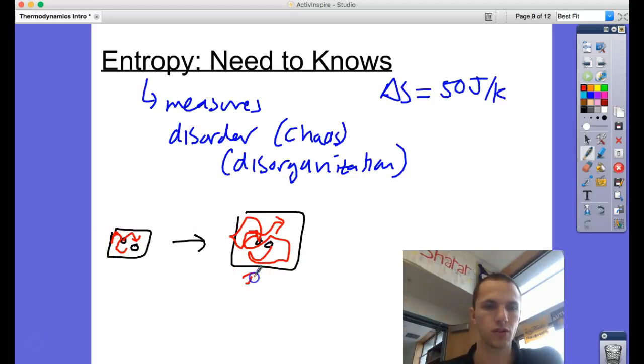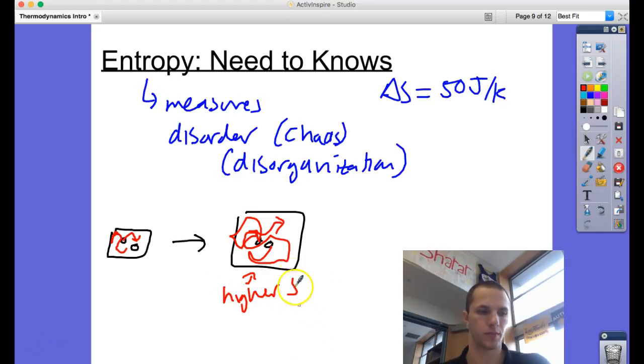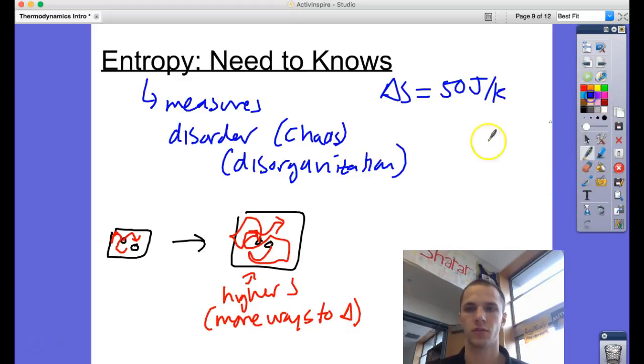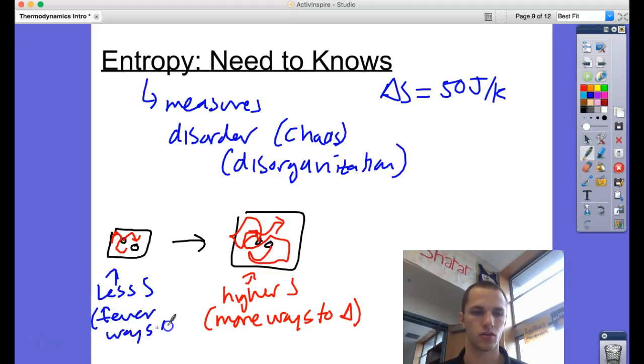Okay? So here there's more opportunity for disorganization and spread outedness and chaos. So we would say that this has a higher entropy. Okay? So systems or processes with higher entropy have more ways to change, and systems or processes with less entropy have fewer ways to change. Or another way of saying that is that they are more organized. And we'll connect this to molecules here in just a second.